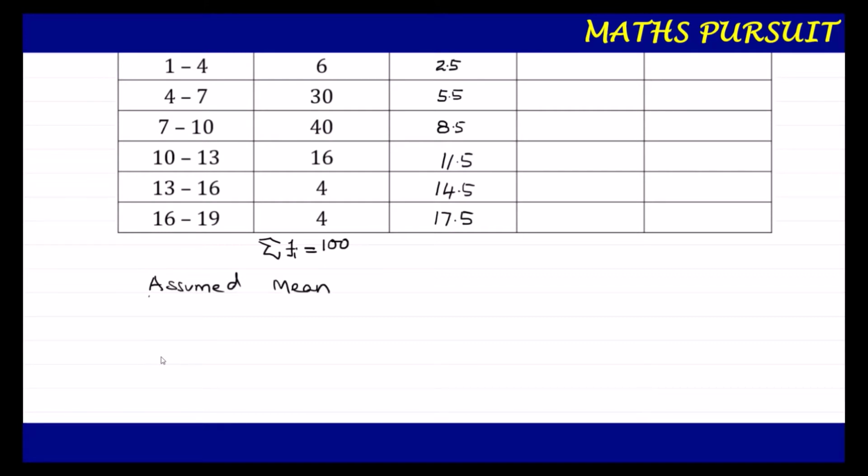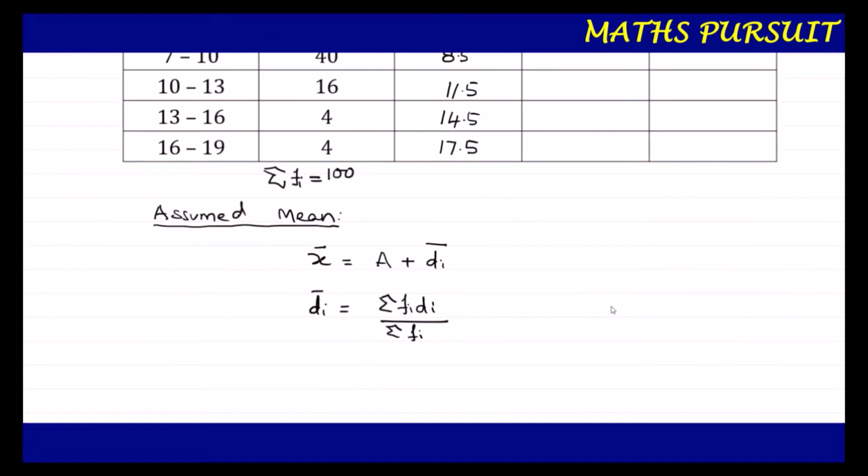We are going to use the assumed mean method, and the formula for the assumed mean method, we very well know, is mean equal to a plus deviation of the mean. So this is what is required. A is the assumed mean. We can assume any of the means from the class mark. What is the mean of deviation? Mean of deviation is given by the sum total of frequency into deviation upon sum total of frequency.